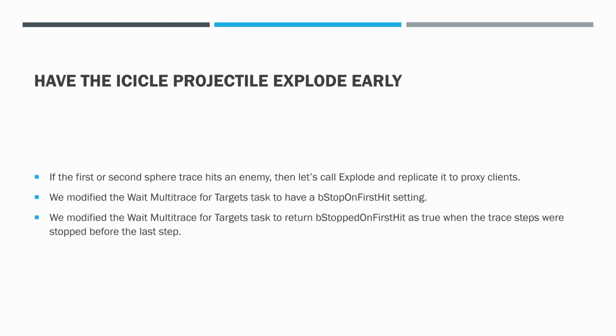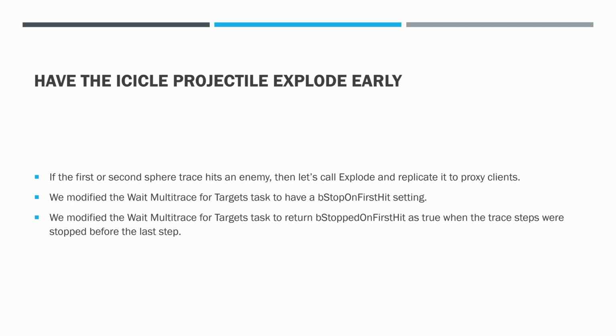And so it looked bad. So what we need is a way to say, hey, if the first sphere trace hits, then stop. Don't continue processing. Stop, and then also explode the projectile, right? So it looks good, right? We're trying to make something that looks good.